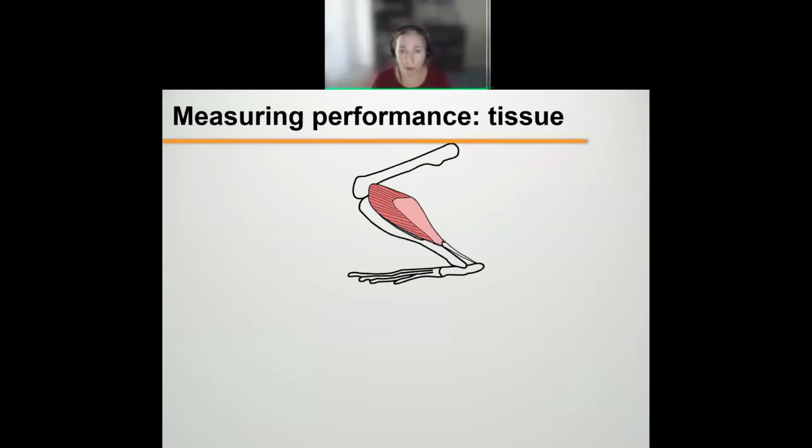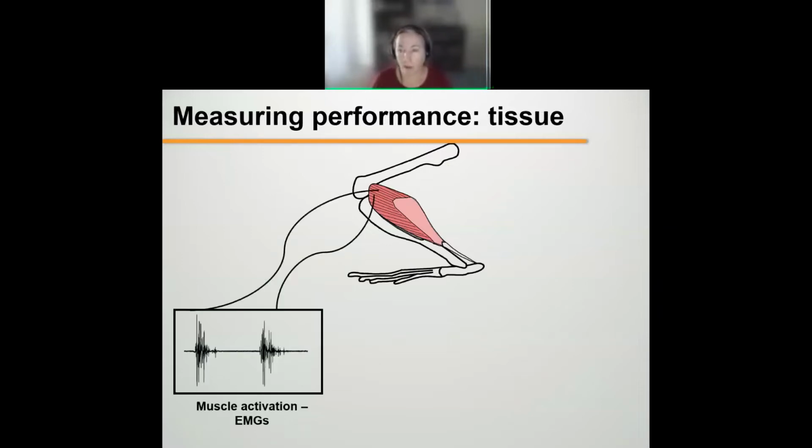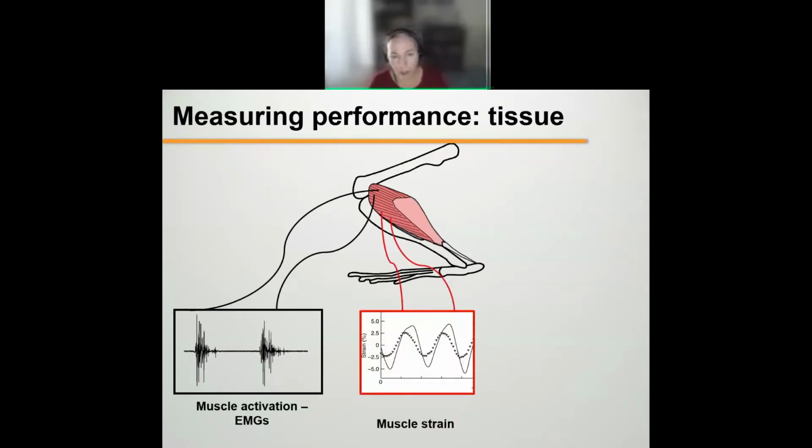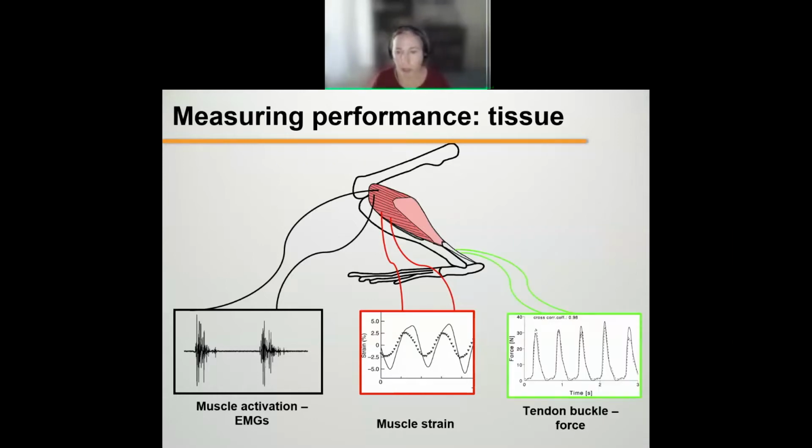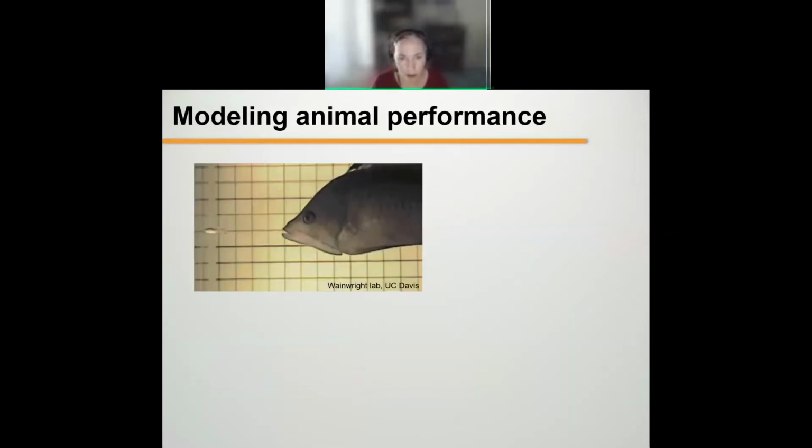Measuring tissue level performance is even more difficult with these smaller animals. So we can use things like indwelling electrodes to measure muscle activation. We can put something like sonomicrometry crystals in muscle fascicles to record length change in a muscle over time and record the force transmitted through a tendon during locomotion. All of these things have to be implanted into an animal and usually tied to a cable, not always. And again, this is really exceedingly difficult because it tends to interact with their locomotion.